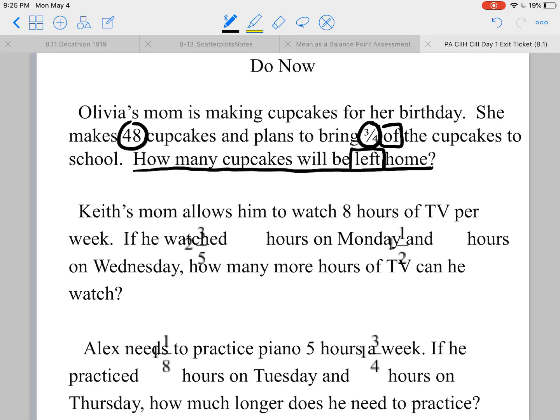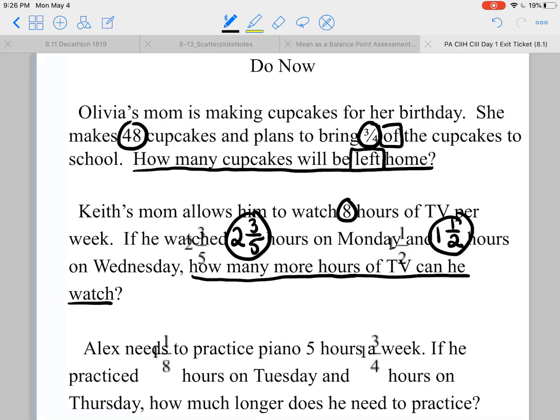Number 2, Keith's mom allows him to watch 8 hours of TV per week. If he watched 2 3/5 hours on Monday and 1.5 hours on Wednesday, how many more hours of TV can he watch? So he starts with his 8 hours. So 1, 2, 3, 4, 5, 6, 7, 8. And every time he watches TV, we want to know how much TV time he has left. So we need to subtract.